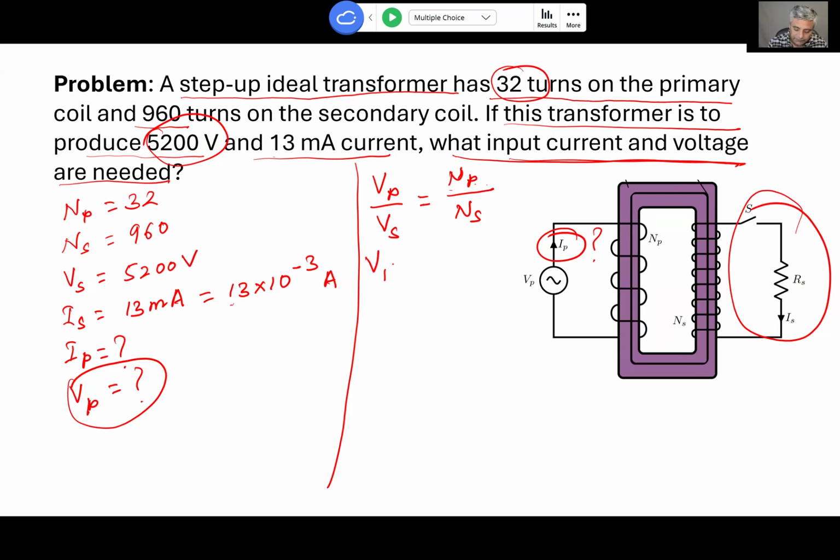So looks like VP, we can just solve by using this equation here, because all these are known, right? So NP in this case is 32, and then NS is 960, and then VS is 5200. So that 10 cancels. 30 times 3 is 90, so this is 1/3. Now let's see if we can cancel with 3. 3 times 1 is 3. 3 times 4 is 12. So that means it is 140 volts. Okay. So now that is VP we found.